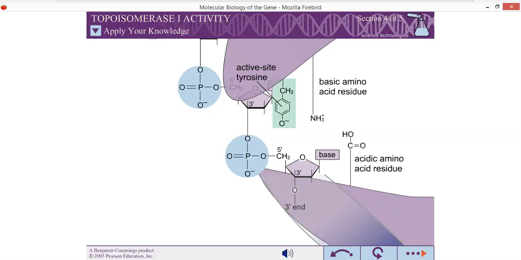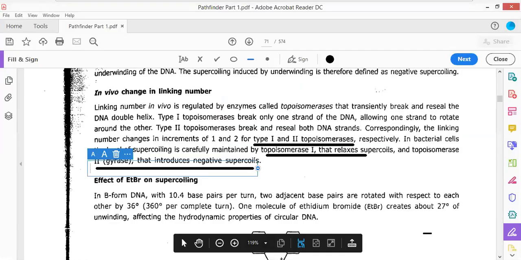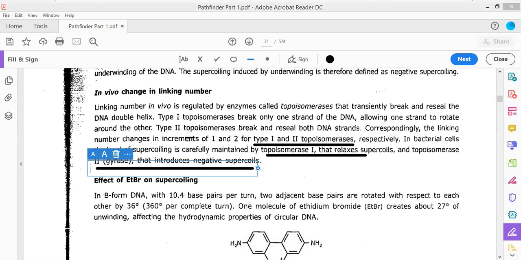Now we have to look towards another topoisomerase that is called the type 2 topoisomerase. So firstly, going towards Pathfinder, what is given there that we will be looking forward. Now when you're looking at the Pathfinder, we were talking about the type 1 and type 2 topoisomerases. Not more information is being given here. Here it is only written about the type 1 and the type 2 topoisomerases.